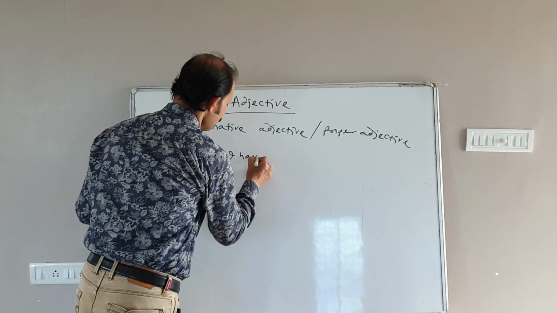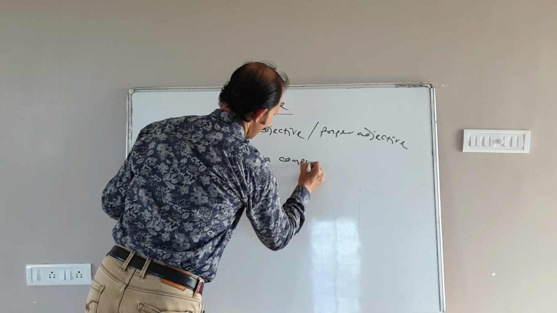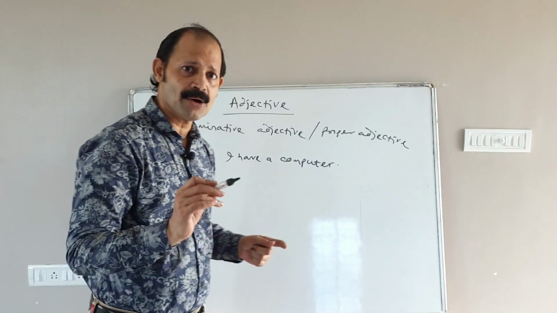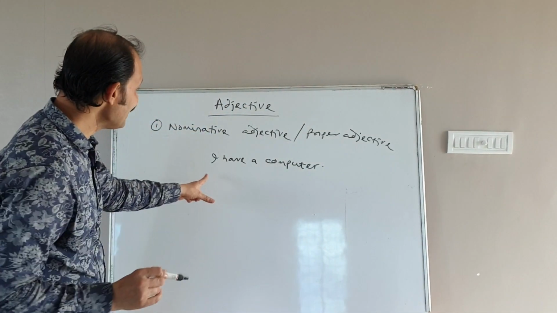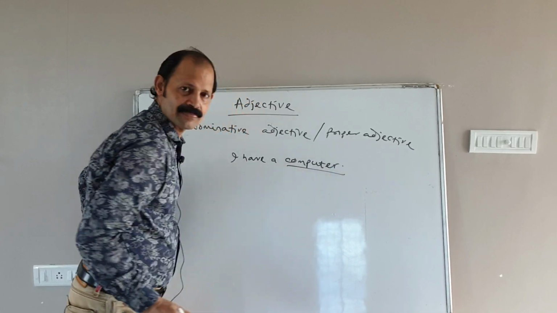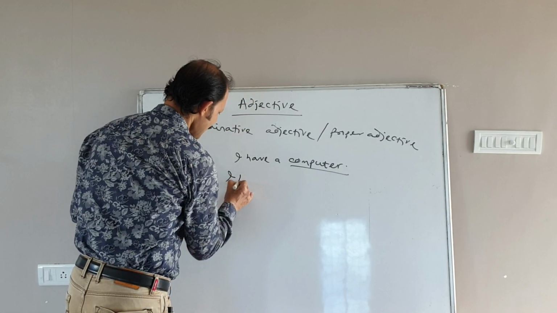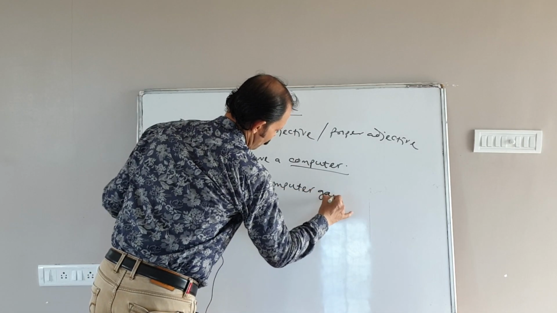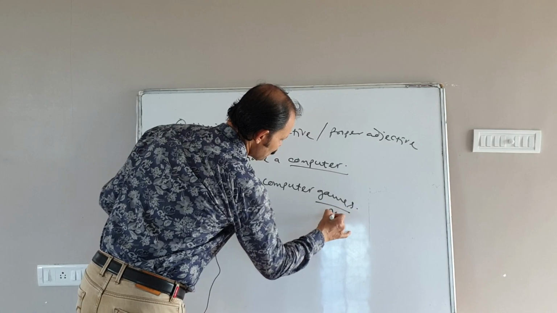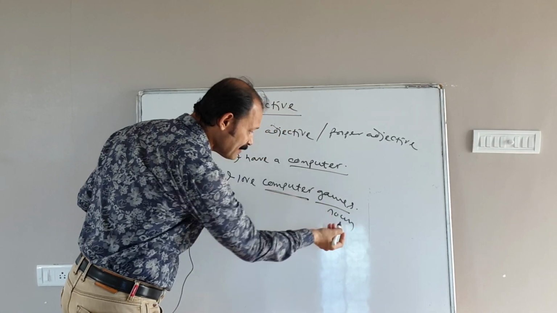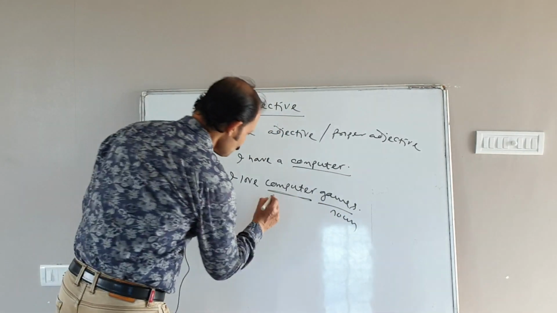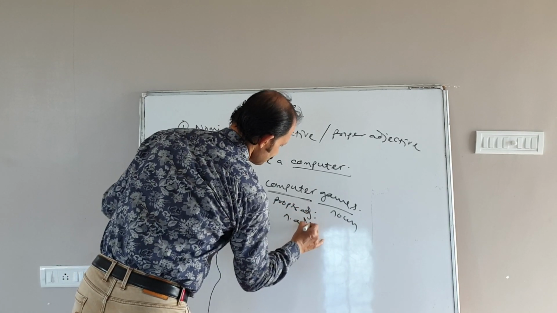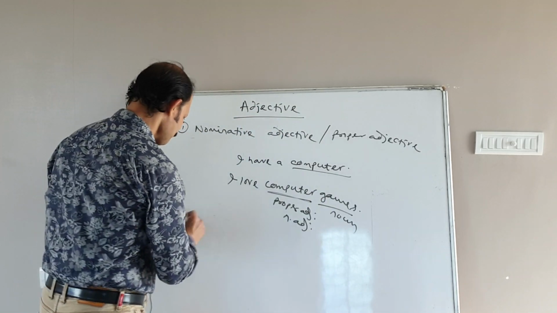Suppose I have a computer. What is a noun? We have already discussed. So now let me tell you one thing, that I have a computer. Here computer is the noun. But if I say I love computer games, games is the noun here, and computer is describing games, what type of game it is. So it is proper adjective or nominative adjective.